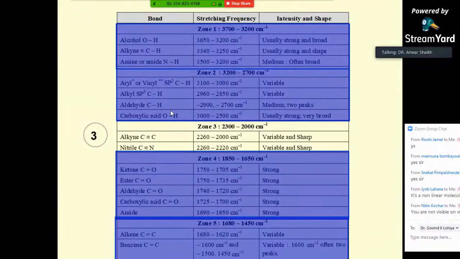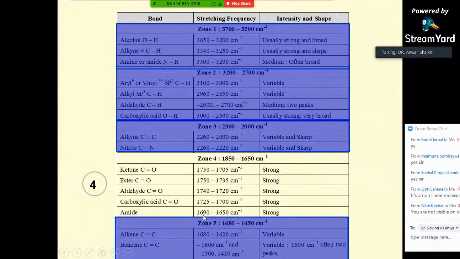Now zone 3: if you get some peaks in this region, 2000 to 2300, it indicates that some triple bond is present, maybe C triple bond C or C triple bond N, nitrile, or acetylene alkynes. Zone 4 we have named the C double bond region, the carbonyl compound region. It mostly comprises 1650 to 1815. Ketones, esters, aldehydes, carboxylic acids, or amides have a sharp peak in this region. Remember zone 4 for the carbonyl region.